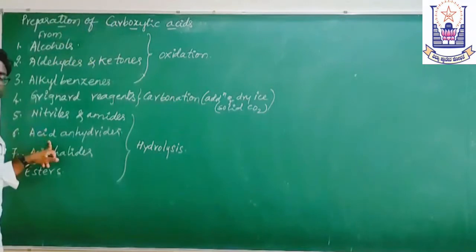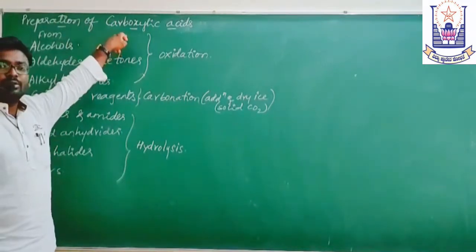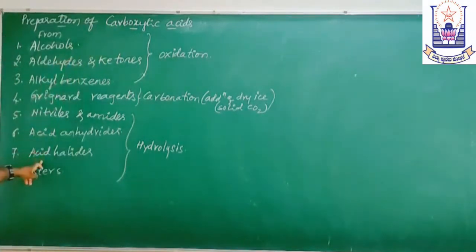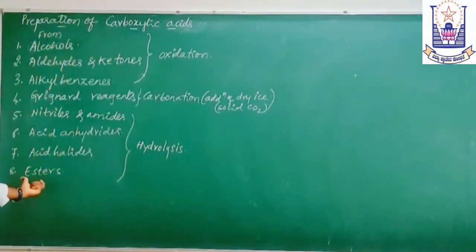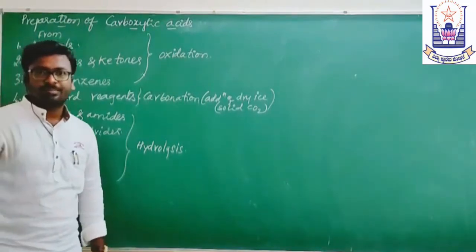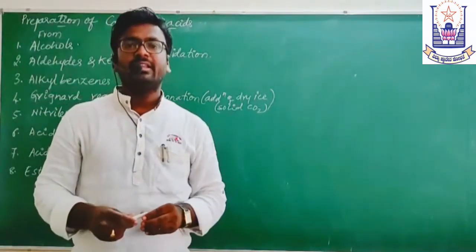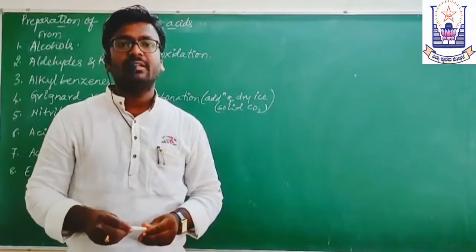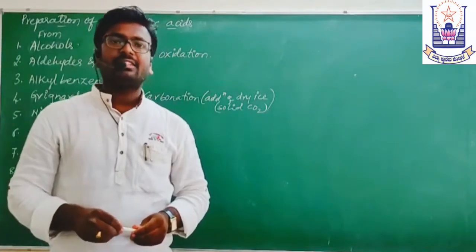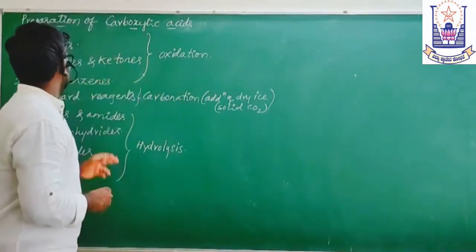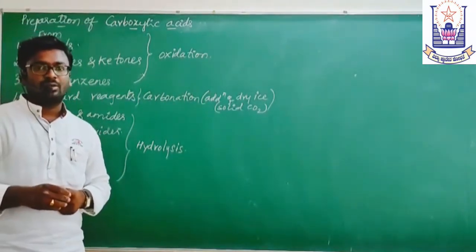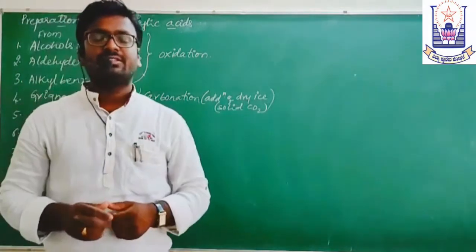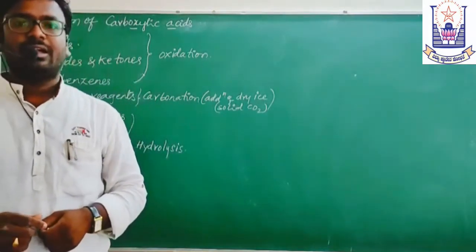Then hydrolysis of acid anhydrides gives carboxylic acids. Hydrolysis of acid halides gives carboxylic acids. And finally, the esters on hydrolysis yield carboxylic acids as the products. Let us go one by one. Firstly, we shall consider the oxidation of alcohols.